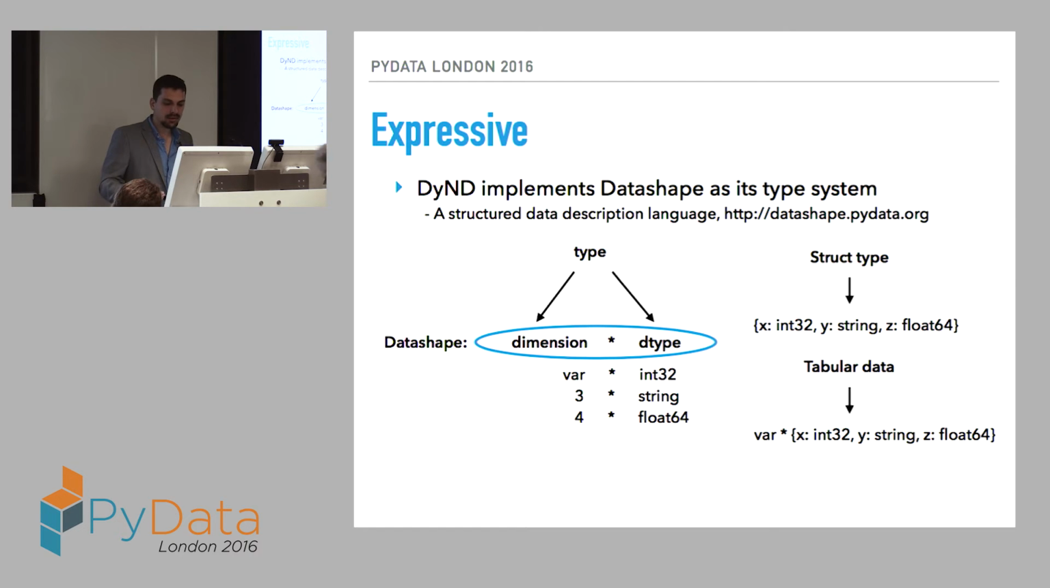And we can represent tabular data in datashape with a dimension type like var in front of the child type, which in this case would be something like the struct or record type. So the point is that this type system is much more expressive than what you can get in NumPy, and you can express a much wider variety of data that you may encounter in the wild using it.